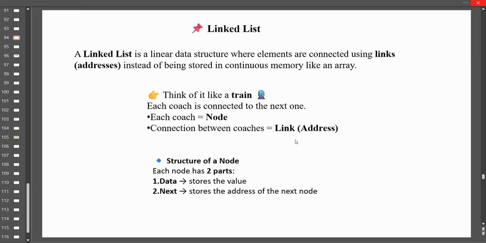In today's video, we are going to understand linked list and all four types of linked list in a very easy and clear way.